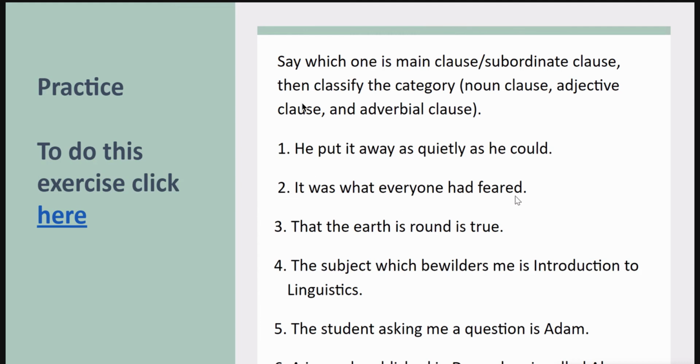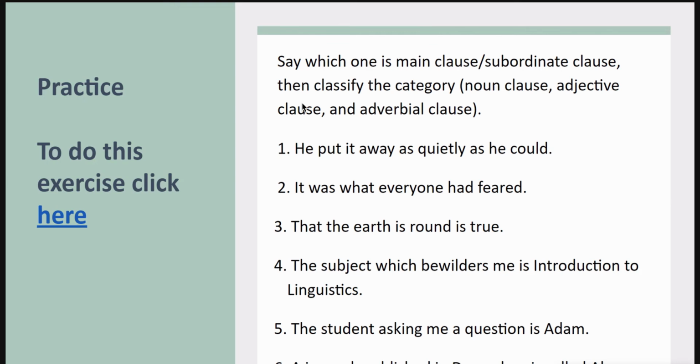Untuk yang nomor 2, the main verbnya mana? It was. Ya, was. Betul. Number 4, the subject which bewilders. What is bewilder? Membingungkan. Ya, membingungkan. Bewilders me is confusing.